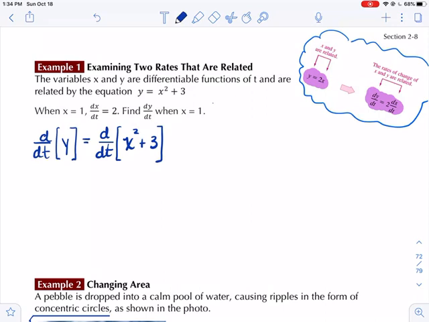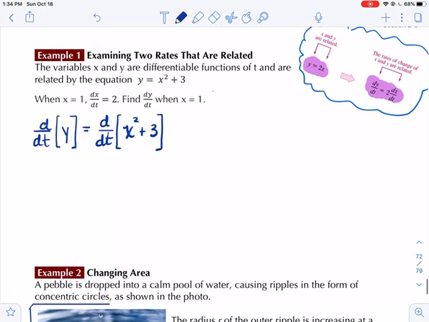So in this problem, example 1, examining two rates that are related, the variables x and y are differentiable functions of t, time usually, and are related by the equation y is equal to x cubed plus 3. When x is equal to 1, dx/dt is equal to 2. Find dy/dt when x is equal to 1. So I've already got it set up where I'm taking the derivative with respect to time of the left and the right-hand side of the equation.